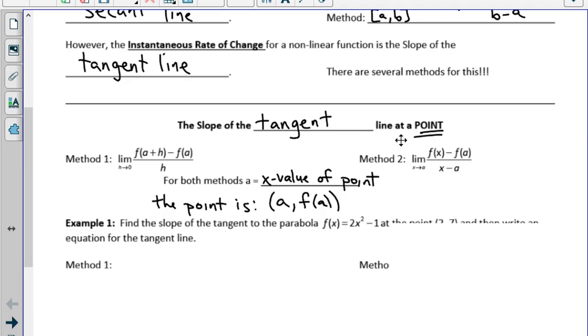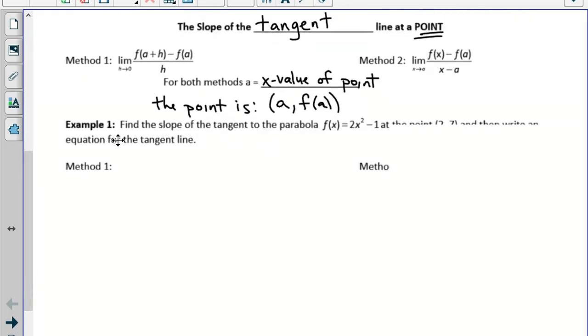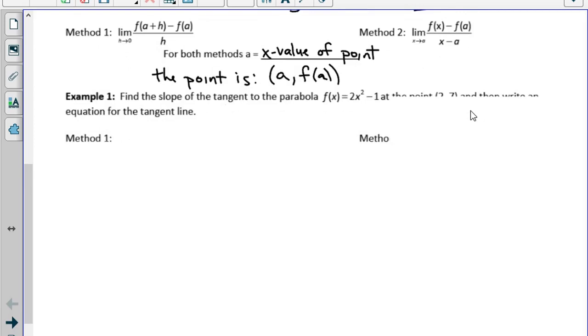So most of this notes sheet, I'm going to only use method 2, but in example 1, I will use both methods. And then once we get to chapter 3, we'll be using method 1 more extensively when we're not talking about it just at a particular point, when we're trying to find the slope of the tangent line at any particular point, or what we will call the derivative. Okay, so example 1. Oh yeah, by the way, for both methods, a in this is the x value of the point. So if the point is a comma f of a, a is the x value, and f of a is the y value.